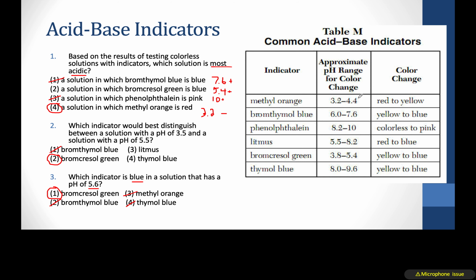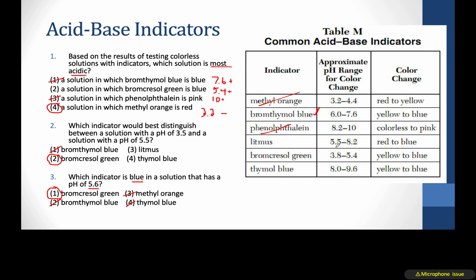So a pH of 5 would be yellow here, and a pH of 8 would also be yellow, so not that one. A pH of 5 would be yellow here, and a pH of 8 would be blue. So this would work. Check. That's supposed to be a check mark. Okay. Hopefully you're listening and not just watching. A pH of 5 for phenolphthalein would be colorless, and a pH of 8 would also be colorless, so not that one.